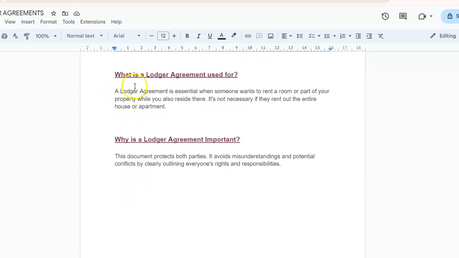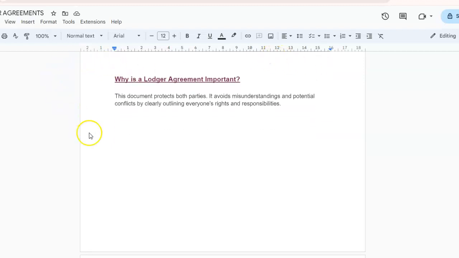Number two, what is a lodger agreement used for? So basically, a lodger agreement is essential when someone wants to rent a room or part of your property while you also reside there. So it's not necessary if they rent out the entire house or apartment. And coming to our next point, why is a lodger agreement important? So this document basically protects both parties. It helps avoid misunderstandings and potential conflicts by clearly outlining everyone's rights and responsibilities.